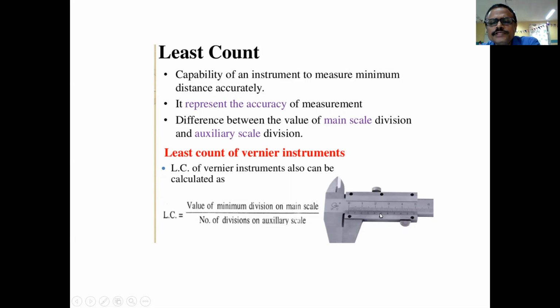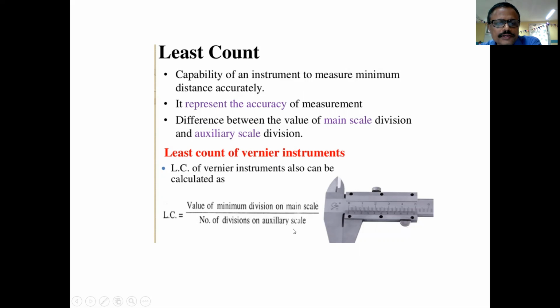Auxiliary scale, suppose it is a sliding one. How many divisions are there on that sliding scale? That is auxiliary scale. That you should note down. So divide the minimum division on the main scale. This is the main scale. Minimum division or value of one division here. Then divide it by the number of divisions on the auxiliary scale.